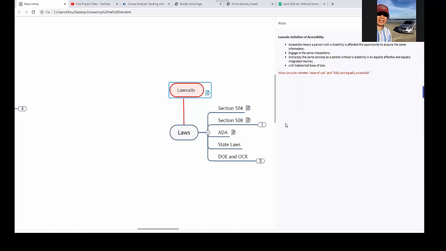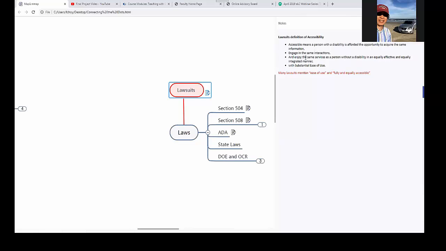Okay, so what's accessibility? It has various definitions or interpretations depending on the time and the context, but based on the lawsuit that I've seen, the definition of accessibility, on the right-hand side, is that accessible means a person with disability is afforded the opportunity to acquire the same information, engage in the same interactions, and enjoy the same services as a person without disability in an equal, effective, and equally integrated manner with substantial ease of use.